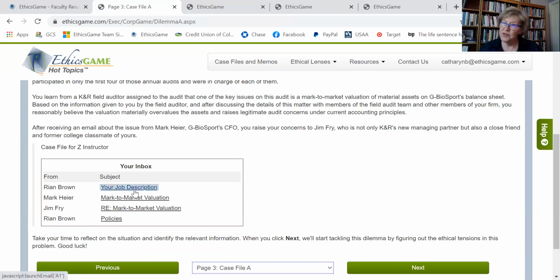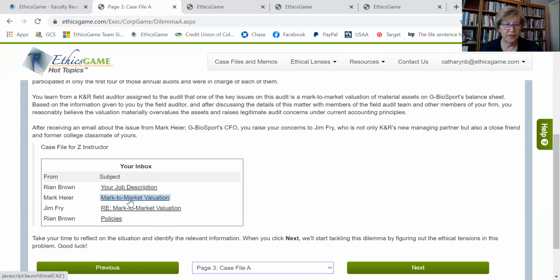We have your job description. Every job in an organization has a description that lays out the responsibilities of that task or that position. Every job has ethical responsibilities that go with it, a place where you as a decision maker can make a difference. We also have policies. These are the pieces of the organization that govern how you are supposed to do your work. And this will give you some insight into the problem that you're facing.